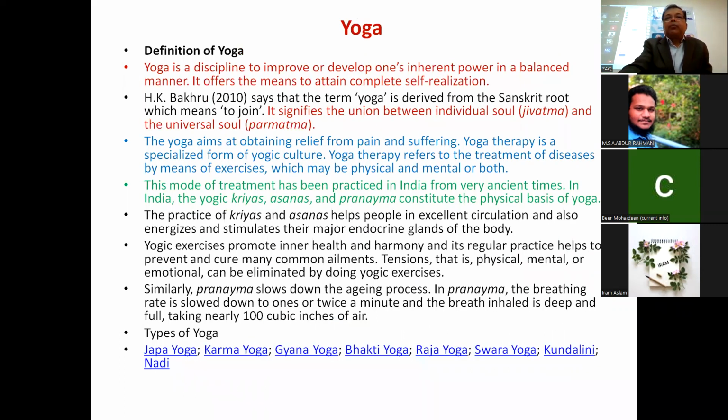Then yoga. Yoga is a discipline to improve or develop one's inherent power in a balanced manner. It offers the means to attain complete self-realization. H.K. Bakaru says that the term yoga is derived from the Sanskrit root which means to join. It signifies the union between the individual soul, that is Jivatma, and the universal soul, that is Paramatma.